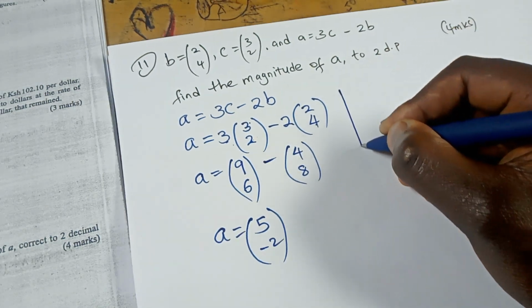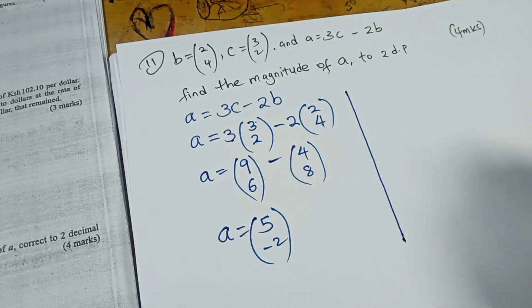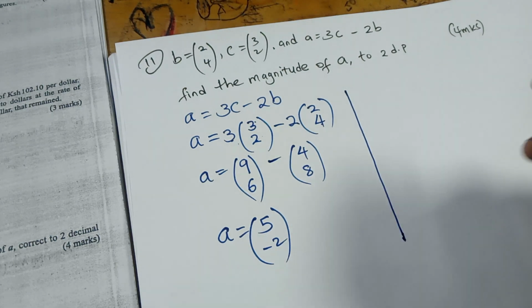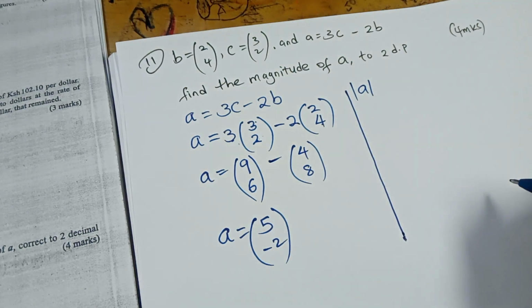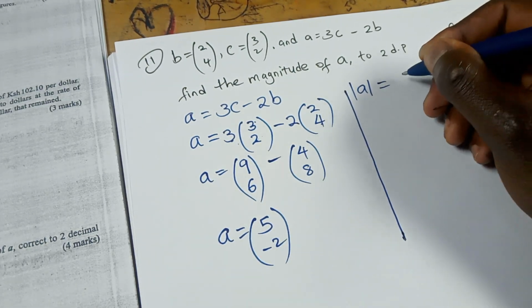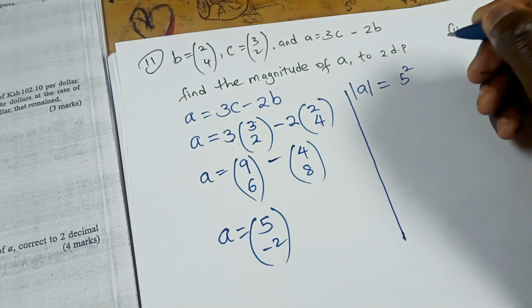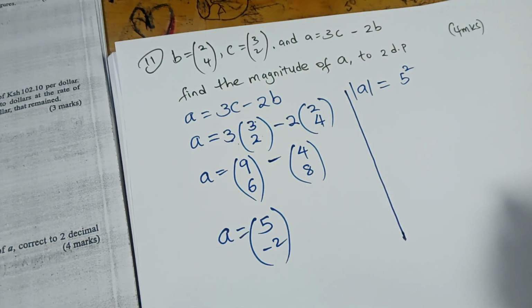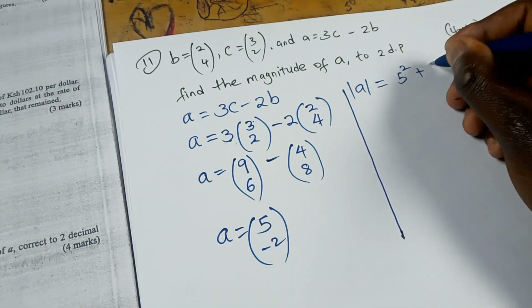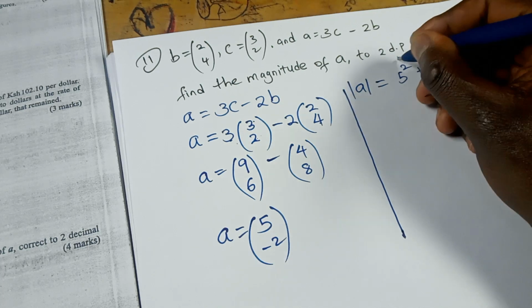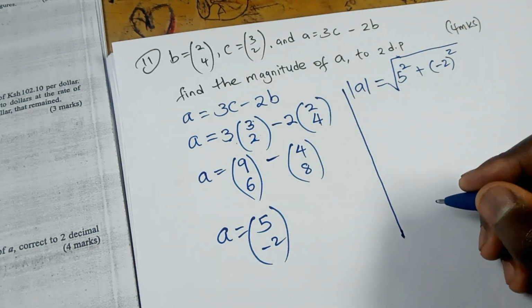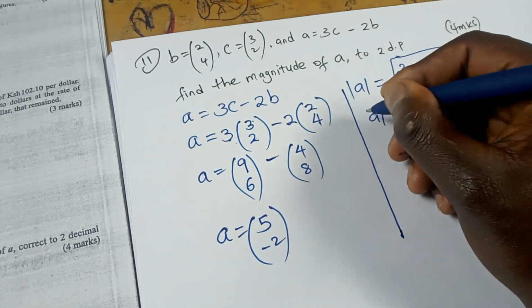But our question says we need to find the magnitude. And for us to find the magnitude, we know that the magnitude can be represented by that. How do we get it? We get it using what we call the distance formula. The distance formula is 5 squared plus negative 2 squared, then we determine the square root.